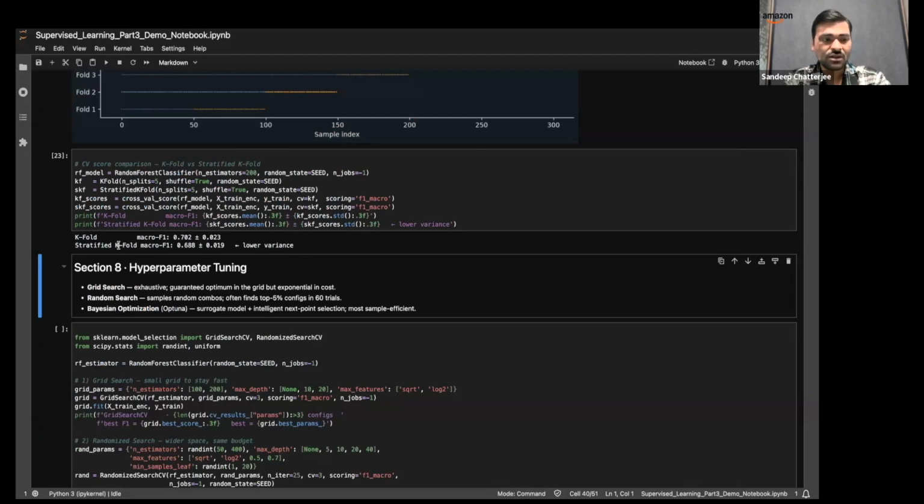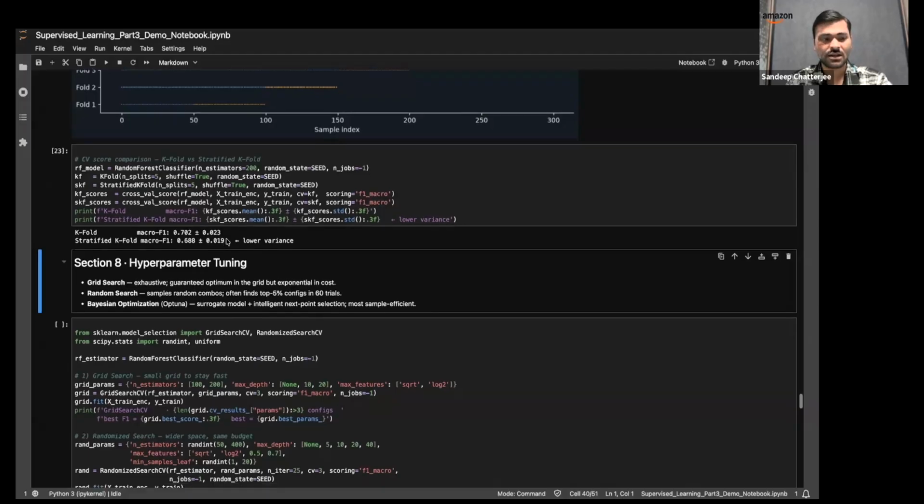So we are running fivefold and stratified fivefold on our random forest, and we are comparing. We can see stratified will give lower variance across folds because each fold has a representative sample of all classes. That's why it's better.